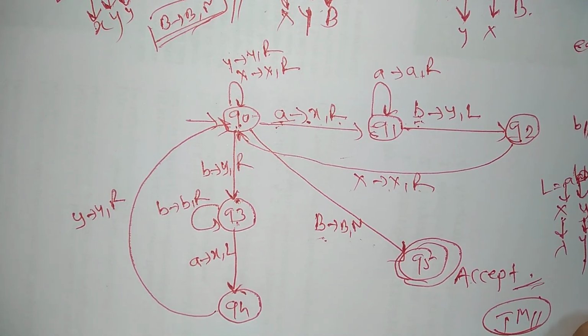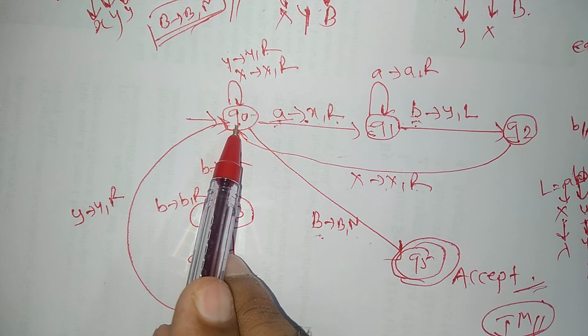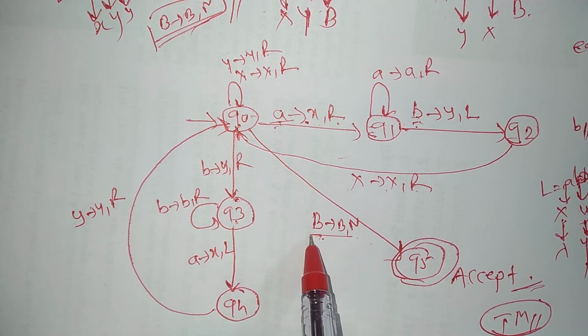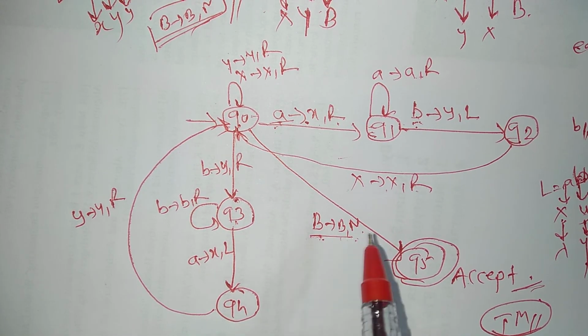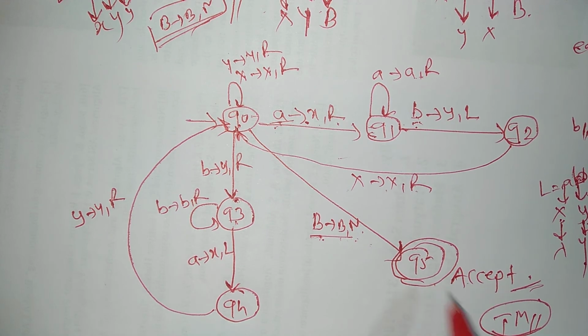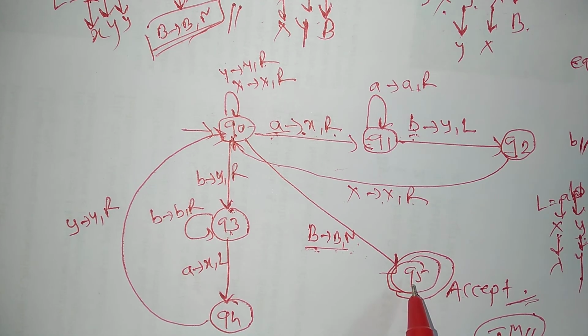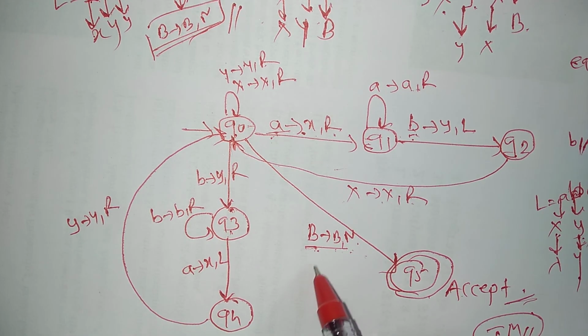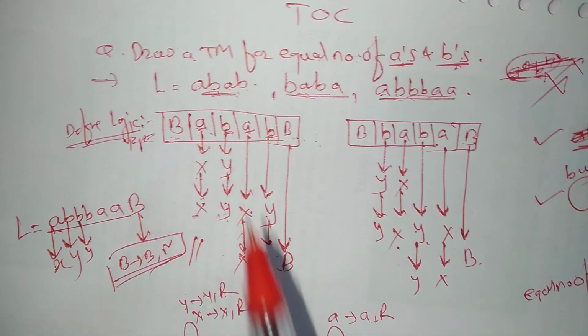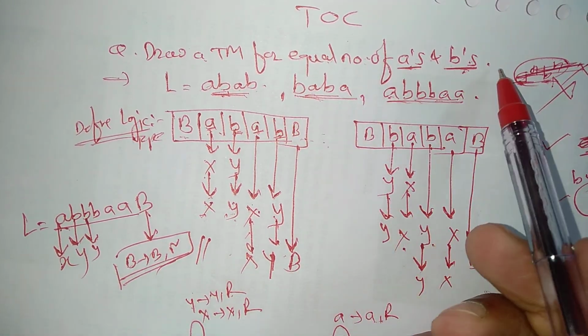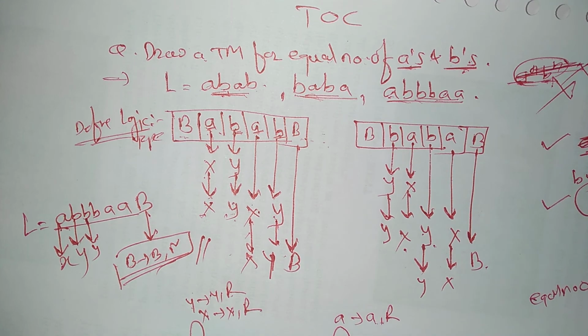In our problem statement also, whenever Q0 has a blank symbol, blank replaced with blank, there are no moves. That means we are going to accept the string. This is the complete generalized form to solve the problem on Turing machine, that equal number of A and equal number of B. In this lecture, we have covered the complete generalized form of this problem.